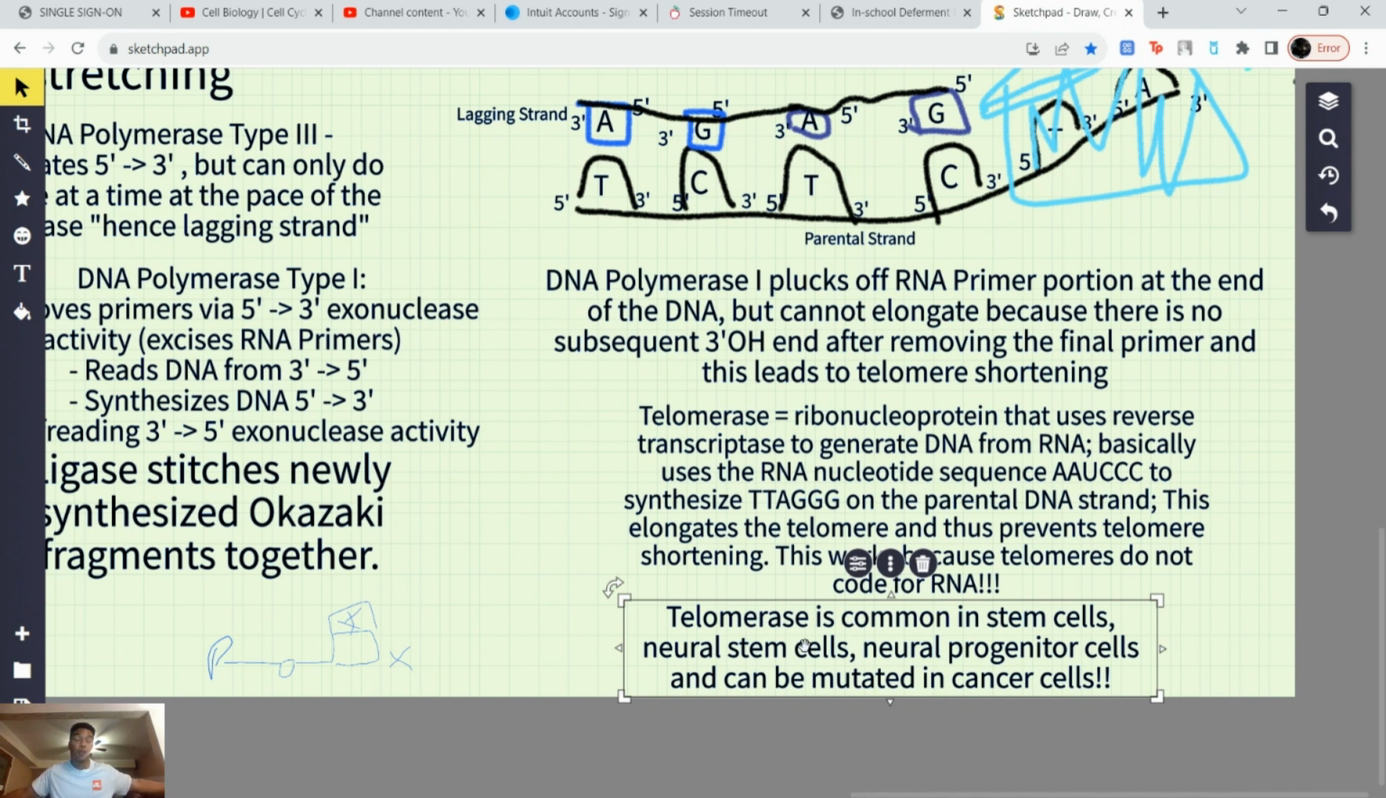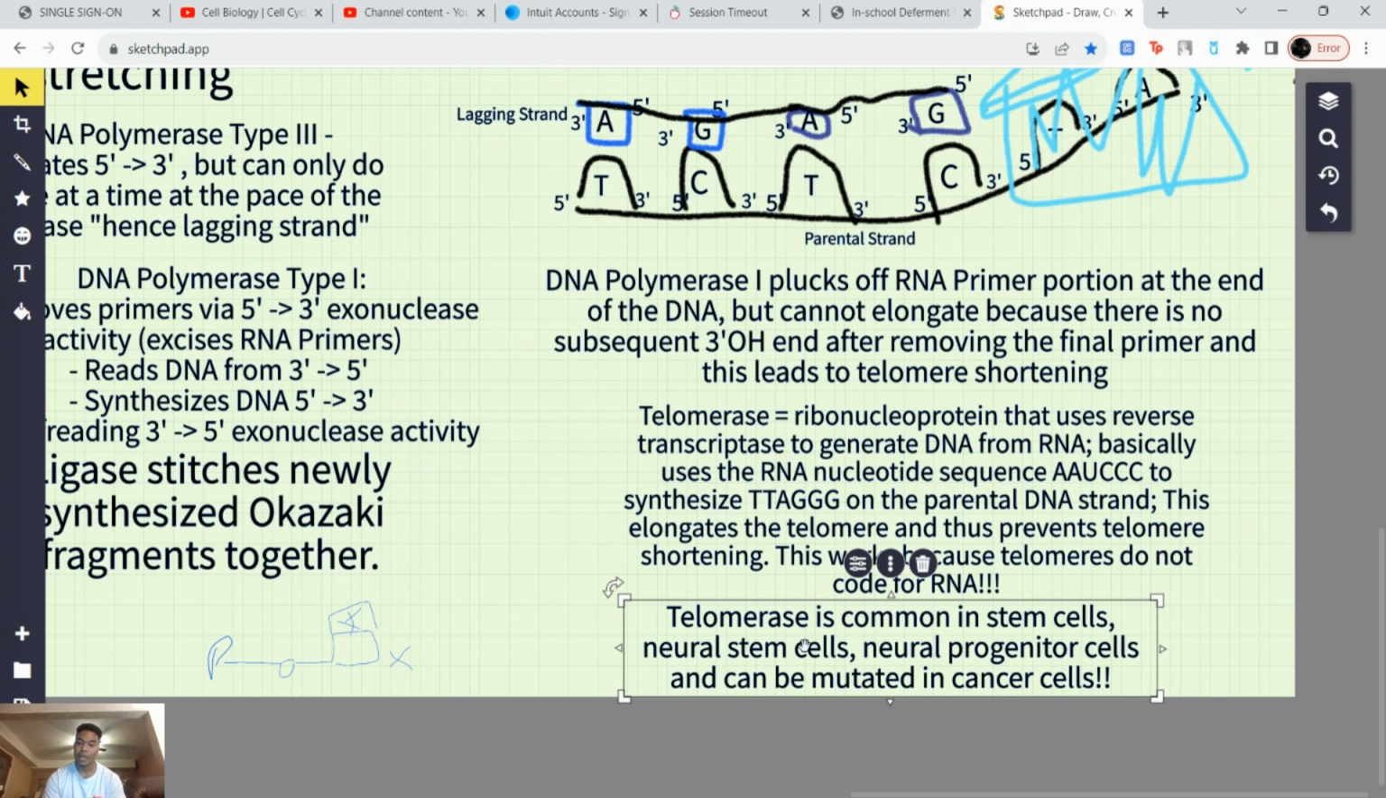But what is telomerase? It's an enzyme that deals with telomeres. No, I'm just playing. Telomerase is a ribonucleoprotein that uses reverse transcriptase to generate DNA from RNA. One thing, just side note here, is whenever you see reverse transcriptase, think RNA to DNA. That's just got to be automatic. Because transcription is DNA to RNA. So reverse transcription is just RNA to DNA.